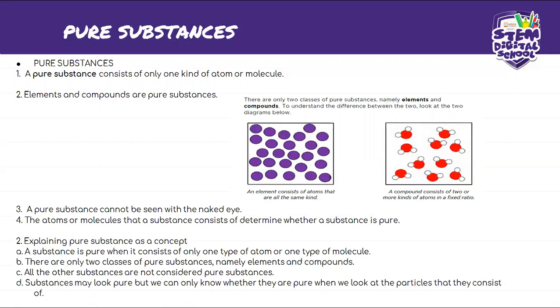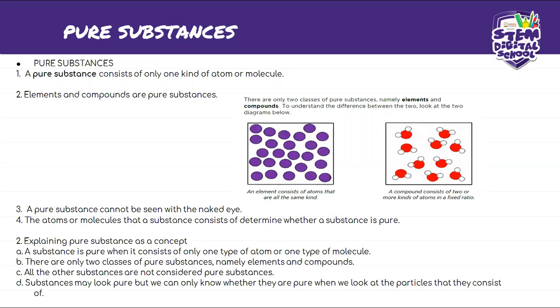All right, now let's go on. A pure substance cannot be seen with the naked eye. The atoms or molecules that a substance consists of determine whether a substance is pure. So you're basically saying that we cannot use our naked eye to look and see a pure substance. But we can determine whether a substance is pure if the molecules are made up of atoms or molecules of the same type.